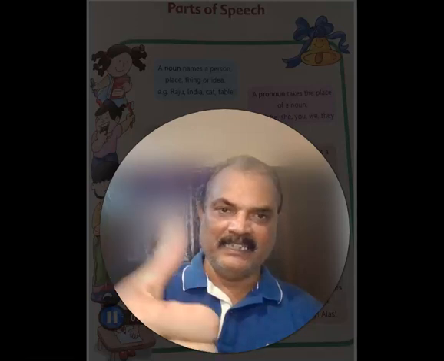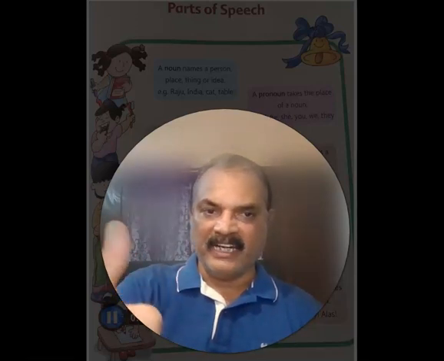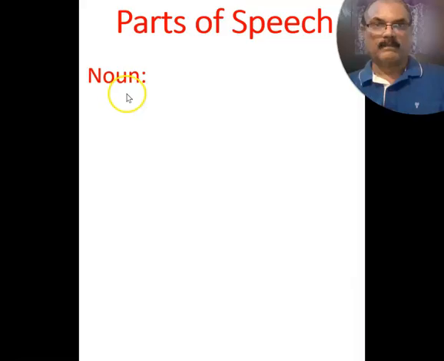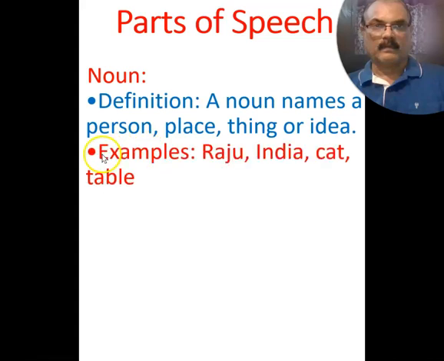Subscribe and see. Today I am giving you parts of speech in English. Parts of speech. A noun names a person, place, thing, or idea. Examples: Raju, India. Cat, table.